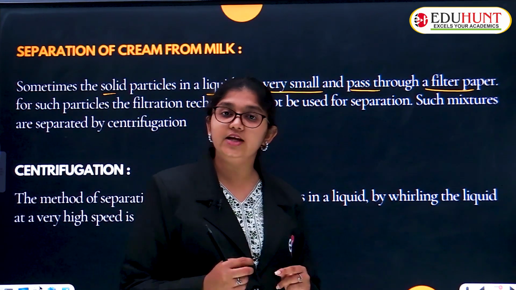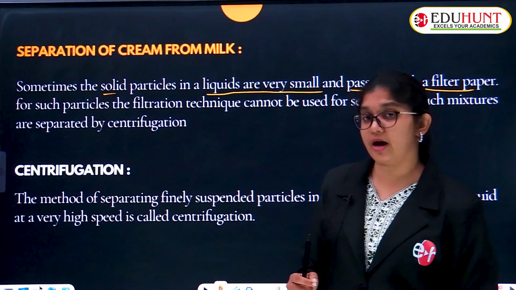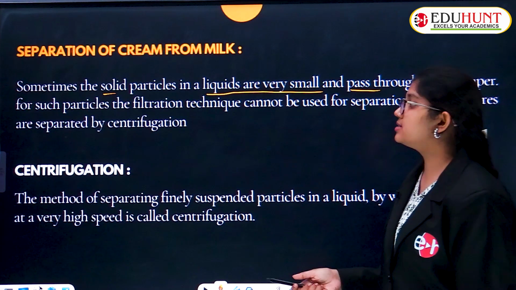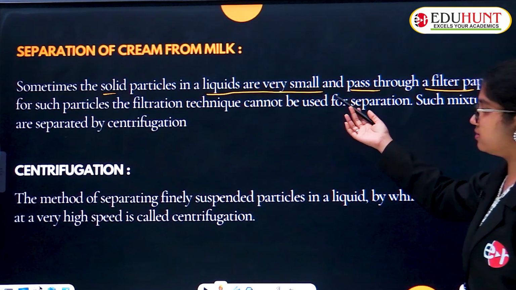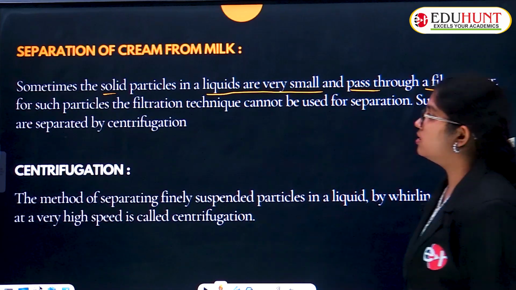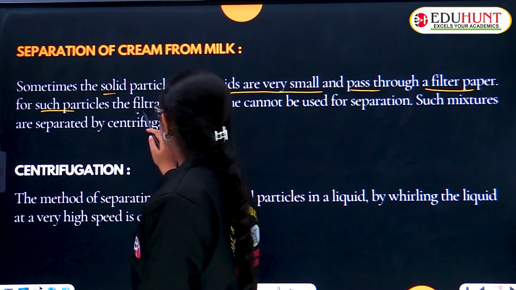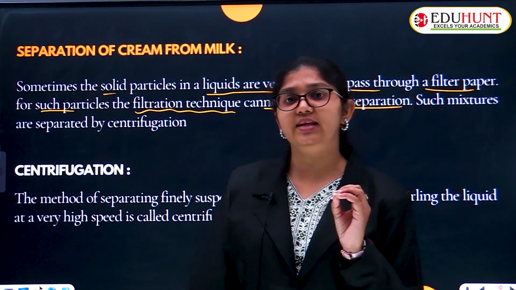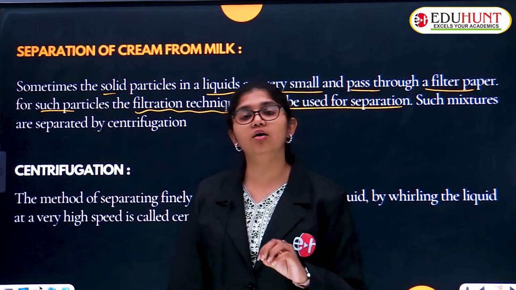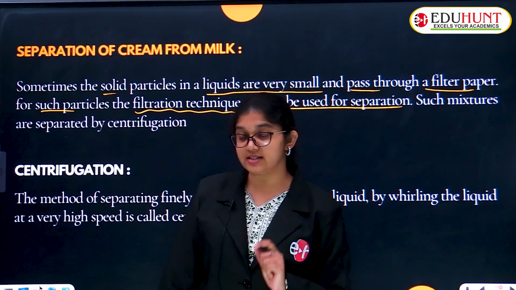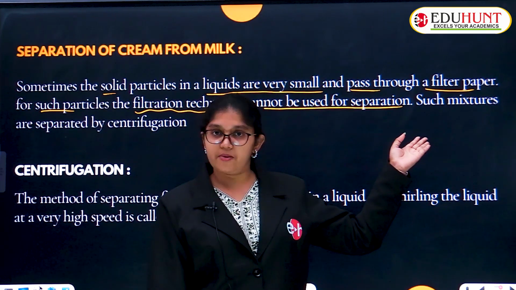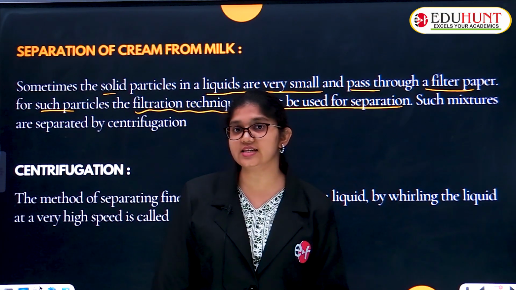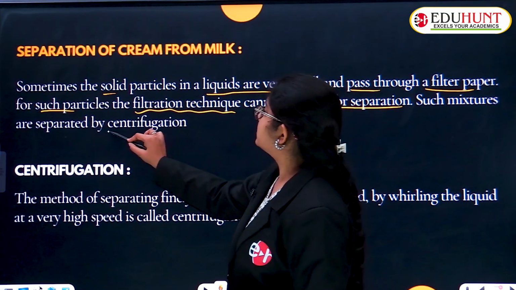But if we need to separate such very small, tiny particles from a liquid, what do we need to do? Because they just pass through the filter paper, the filtration technique cannot be used for such particles. If a liquid contains dissolved small tiny particles, we cannot separate them using filter paper. We definitely need a special technique. What is that? That is called centrifugation.